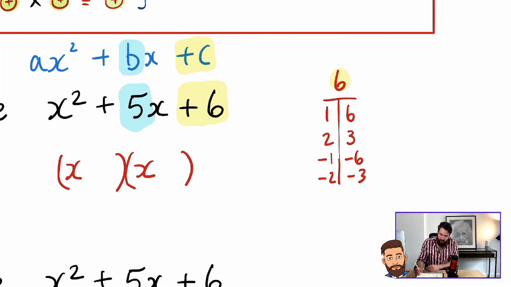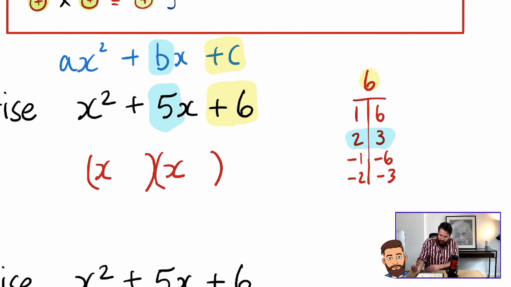What do you add together to make 5? 1 and 6 is 7, can't be that. 2 and 3 is 5. Oh, must be that. So bang, I found it, done. All I've got to do now is write those numbers in. So that is plus 2 and plus 3. And that is us done.